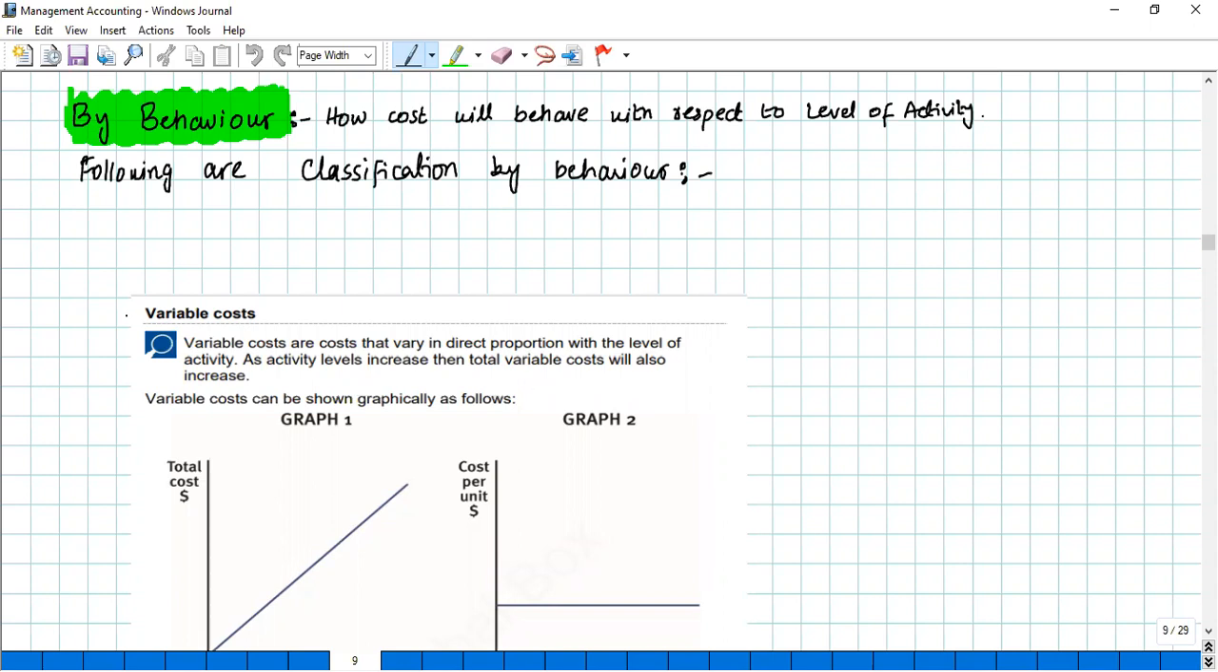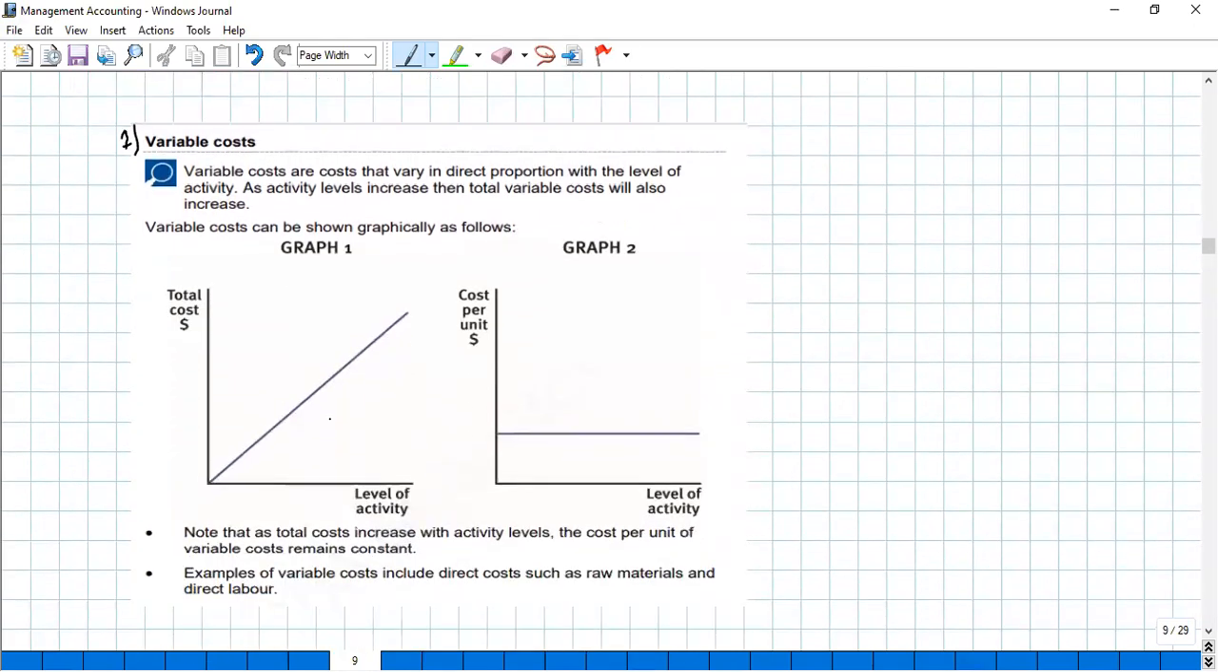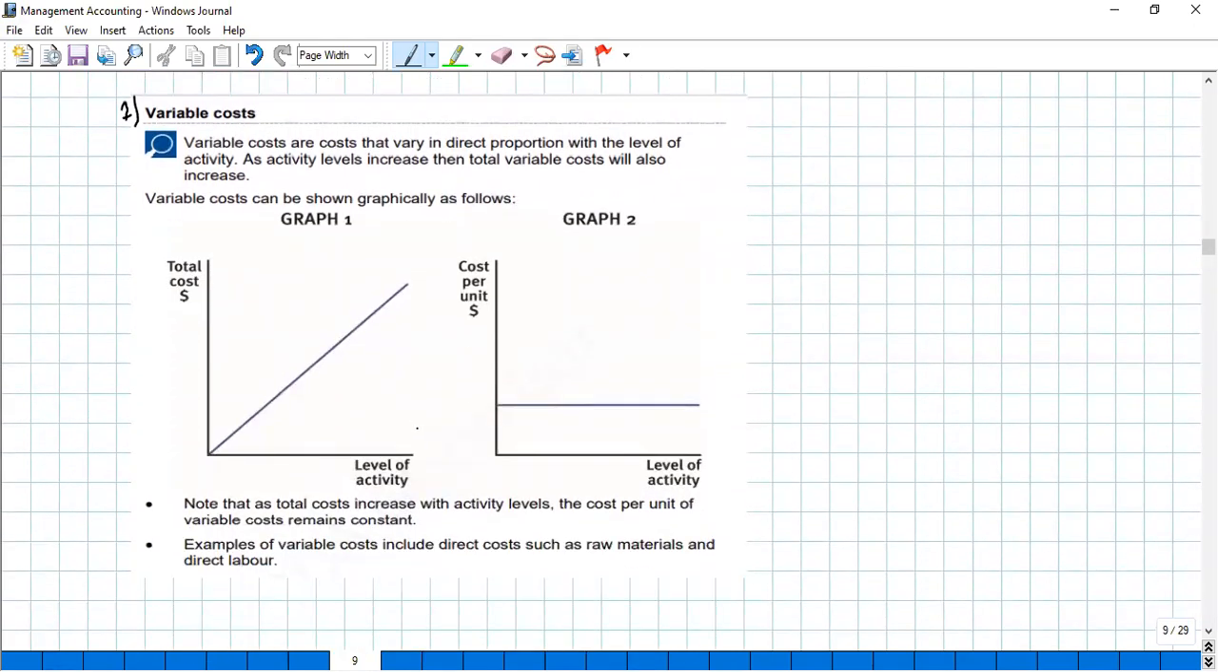The first one is variable cost. Now, what does variable cost mean? The word variable is derived from the word vary, and vary means changes, a thing that changes. So, variable cost is a cost that varies in direct proportion with level of activity. So, it means that if the level of activity increases, the cost will increase. Such a cost is known as variable cost.